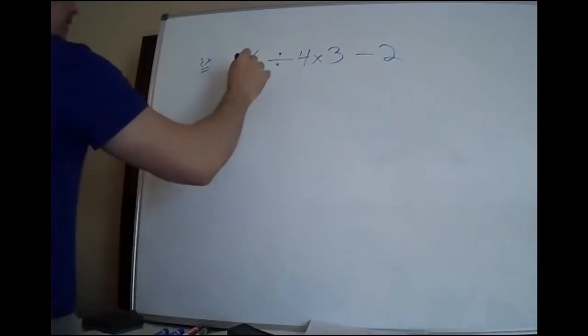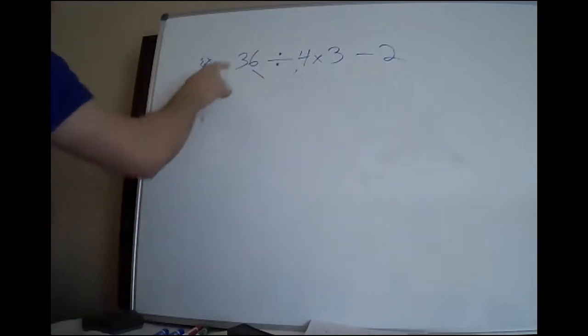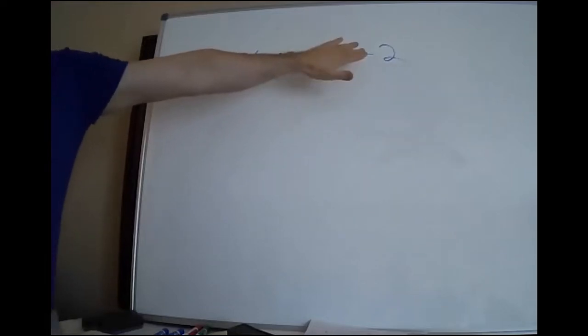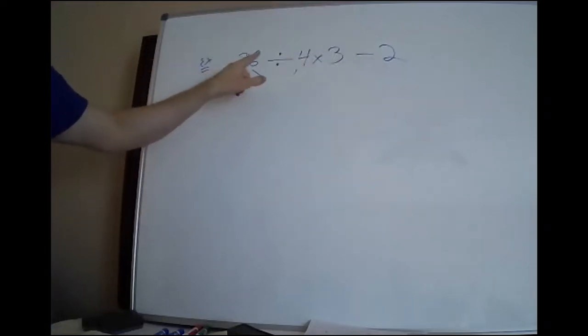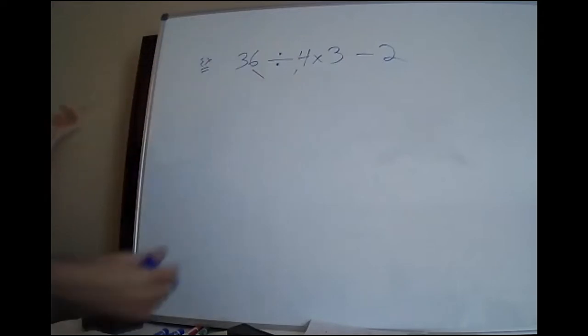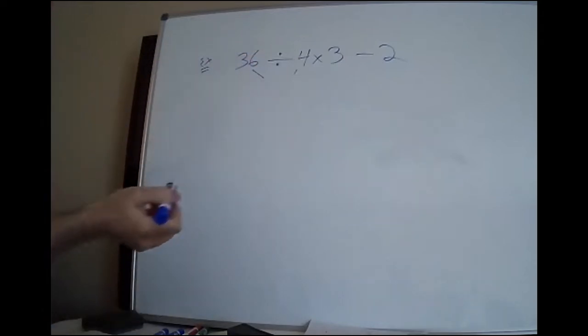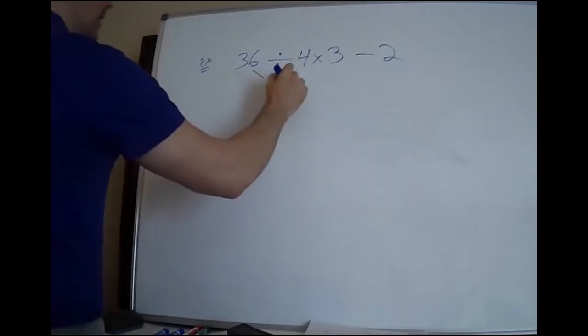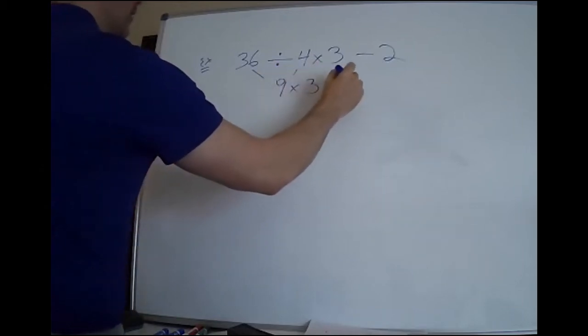You have to do this first. You have to do 36 divided by 4. Division and multiplication trumps subtraction. Subtraction is dead last. So you have to divide first because it comes first. It's just that simple. 36 divided by 4, you have to cut it in half twice. 18 and then 9. And then times 3, minus 2.